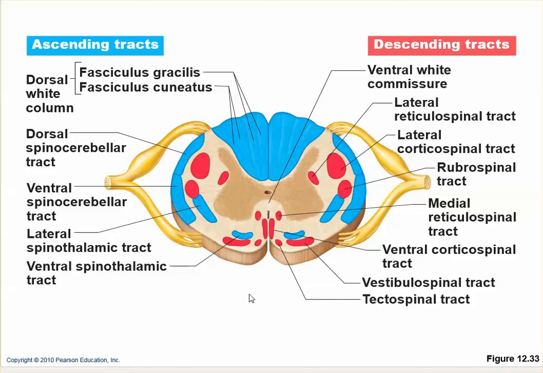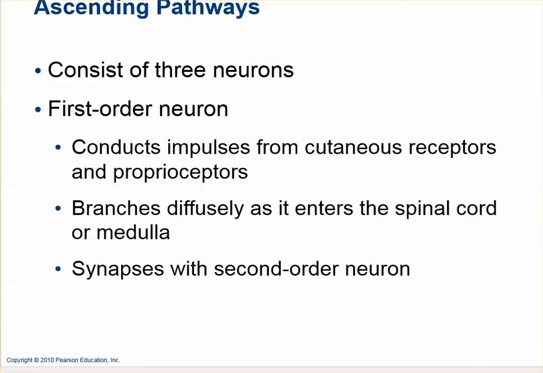So I'm not expecting you to know these or be able to identify them. What I want you to see is that the posterior part of the spine is all ascending tracts. The anterior part of the spine is virtually all descending tracts, and laterally it's both. It's kind of a mix of both. So I'm not going to worry about the first order neurons, second order neurons, and the third order neurons.